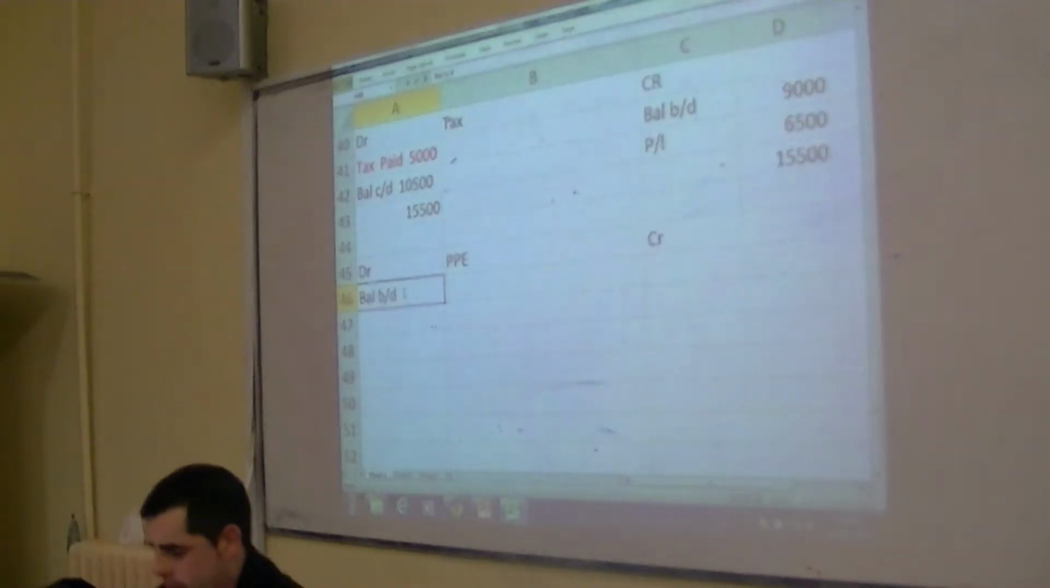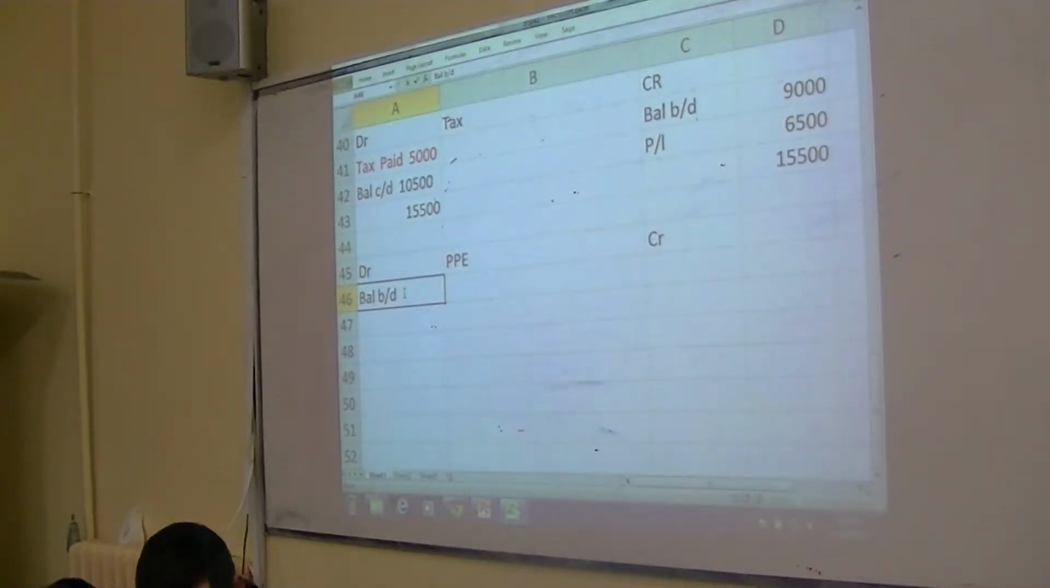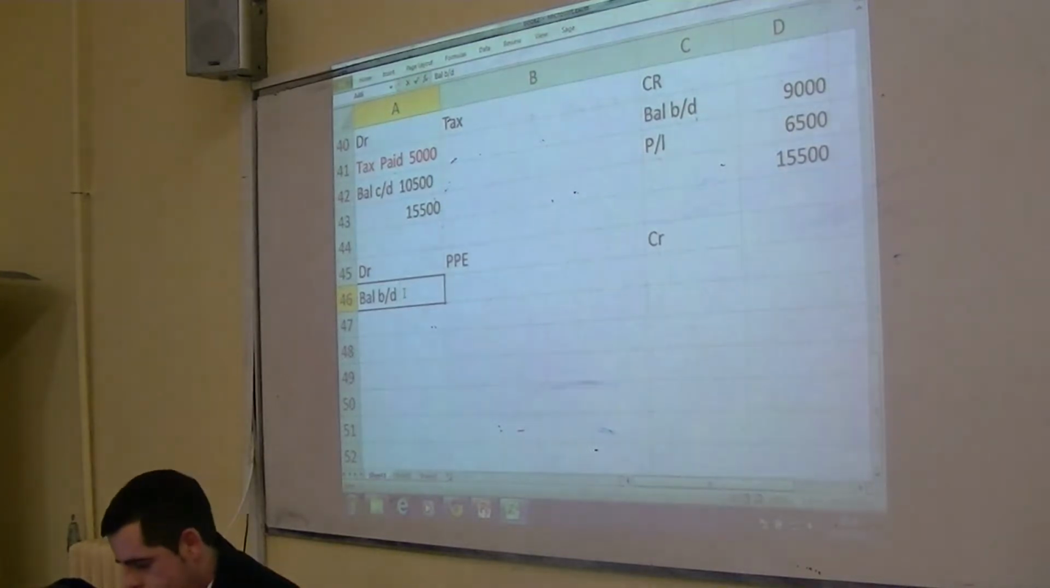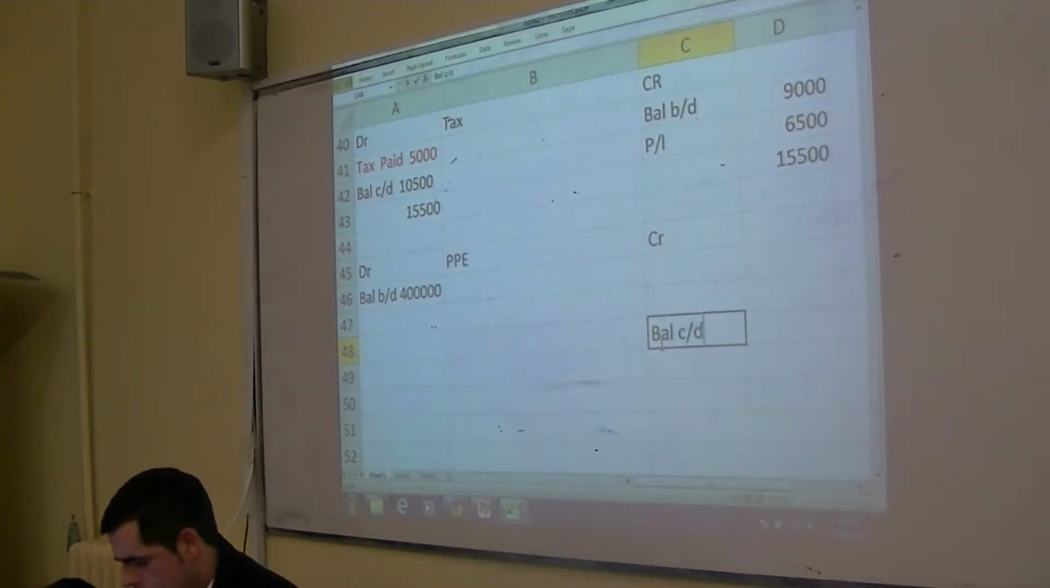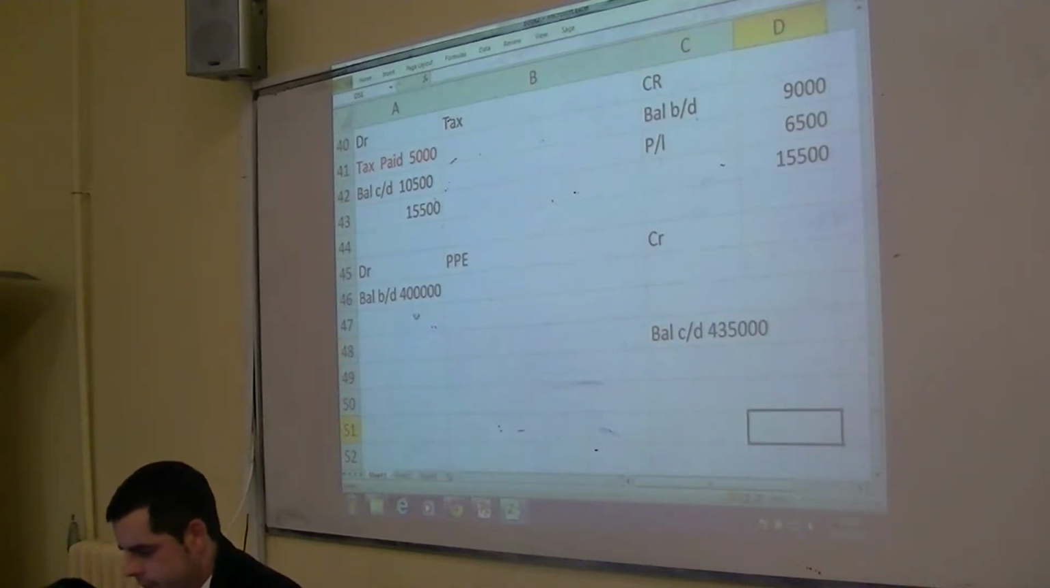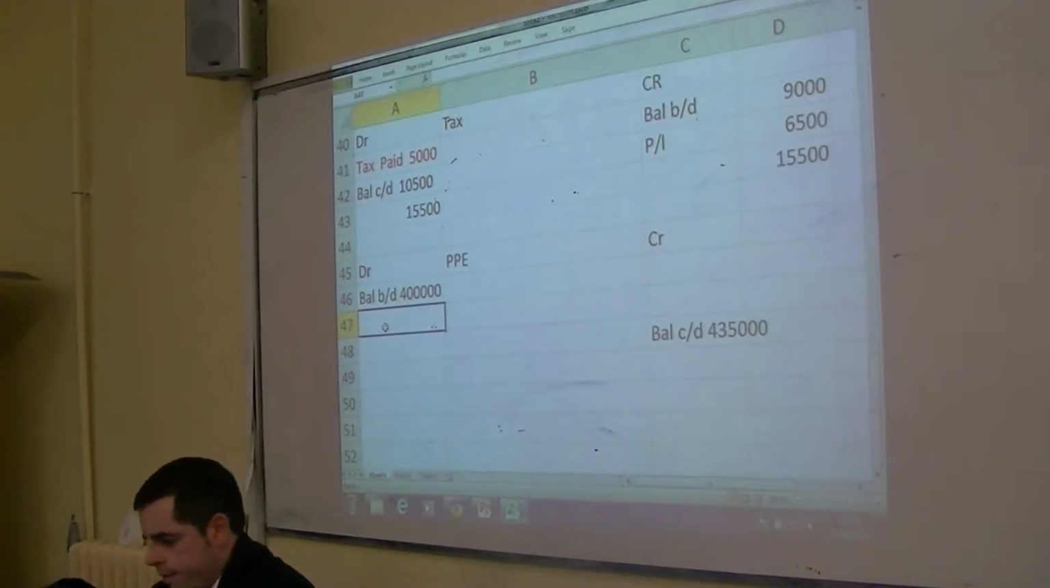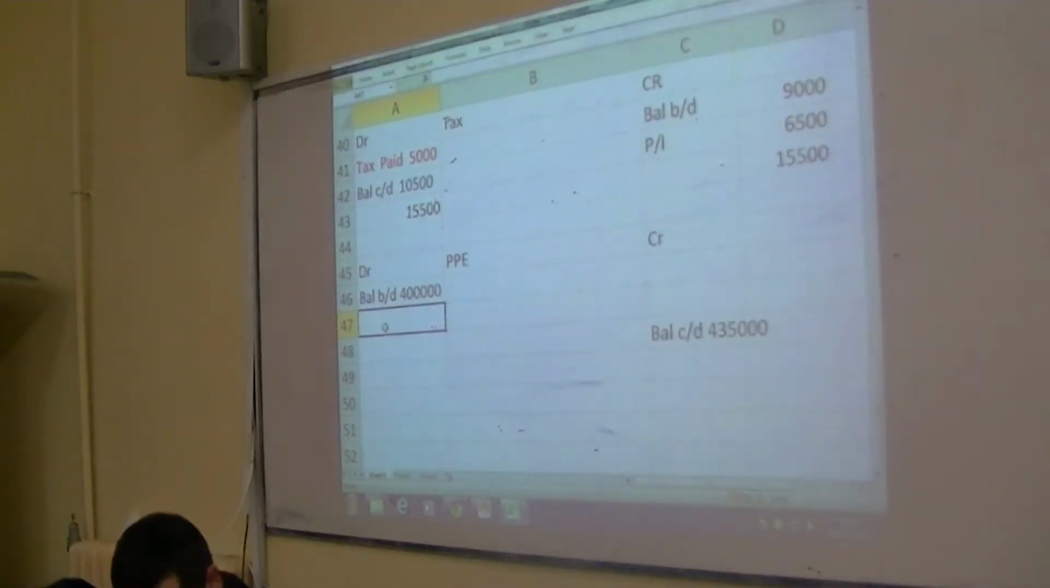So we'll probably have to put in your opening balance. If you look in your statement of financial position, the first figure there, 2013, it was 400 started off. And by the end of it, then carried on, it was 435. So 400 and 435.